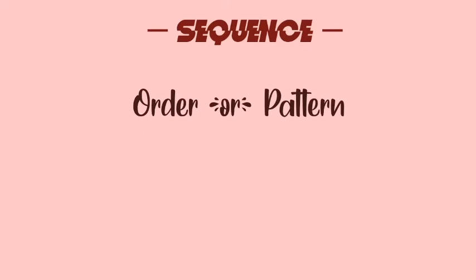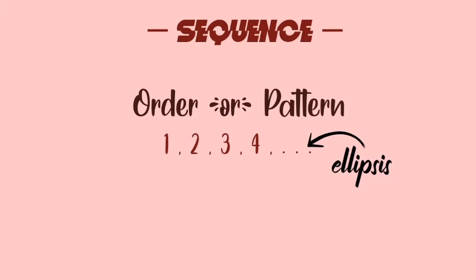A sequence is simply a set of numbers in a particular order, or a set of numbers which follow a pattern. The most basic example of a sequence is that of counting numbers: 1, 2, 3, 4, and so on. The numbers follow an increasing pattern. The three dots mean the list goes on forever and are referred to as the ellipsis.